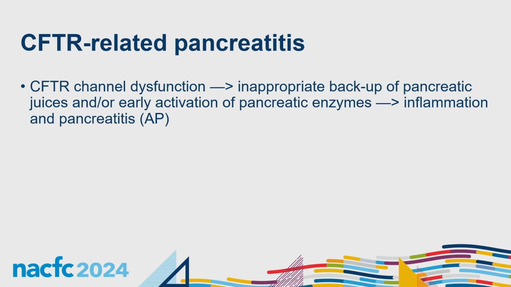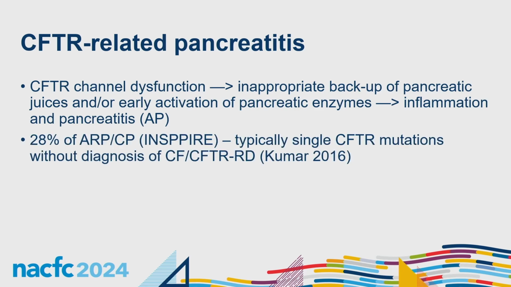Another manifestation of pancreas pathology is CFTR-related pancreatitis. Here, CFTR channel dysfunction results in inappropriate backup of pancreatic juices and early activation of pancreatic enzymes, which drives inflammation in the pancreas that ultimately results in acute pancreatitis. When looking at all children with recurrent and chronic pancreatitis in the INSPIRE consortium, we found that 28% had a CFTR mutation. Typically, these patients had a single CFTR mutation without an underlying diagnosis of cystic fibrosis or CFTR-related disorder.